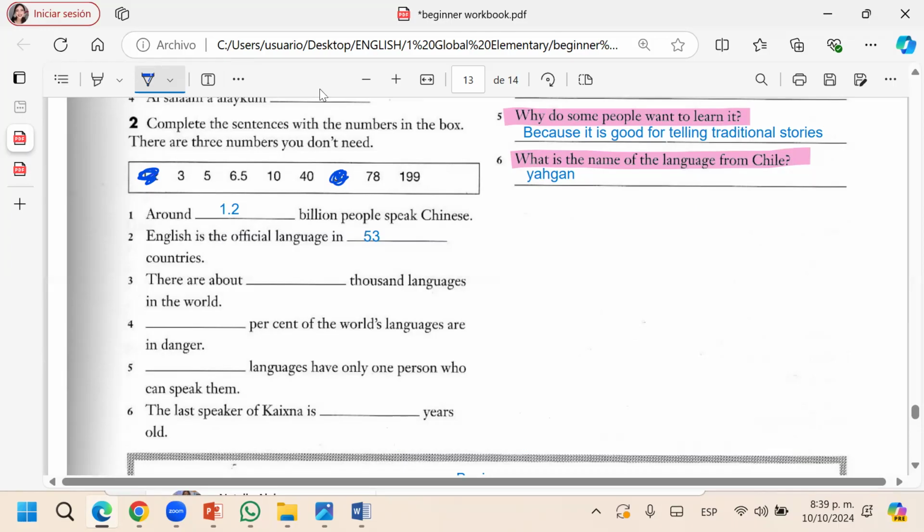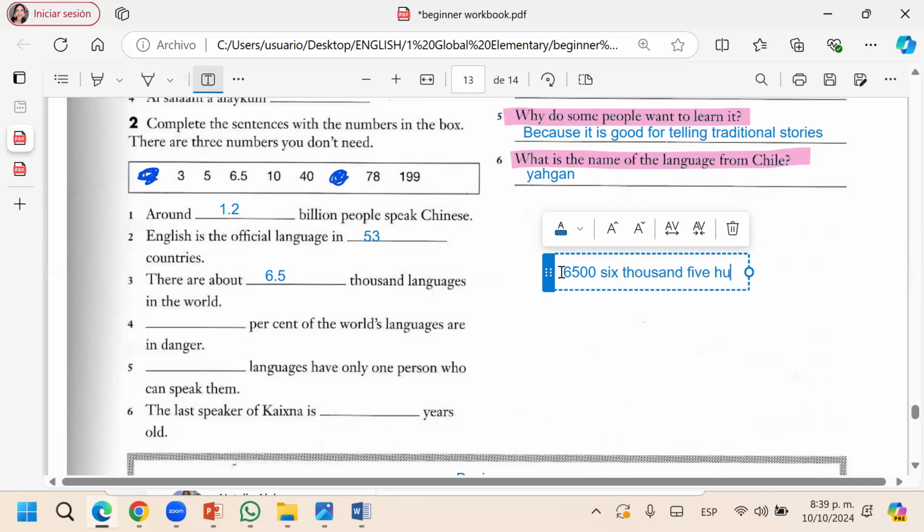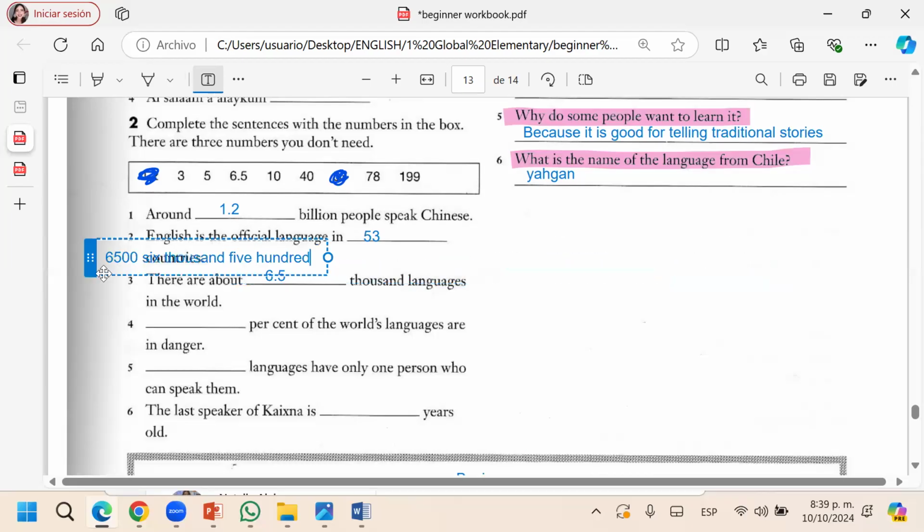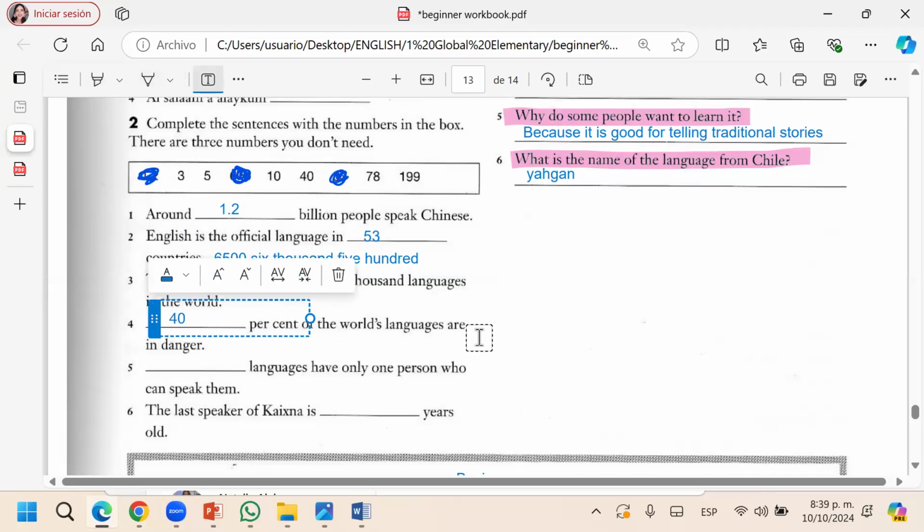How many languages are there in the world? Tell me. 6,500. Yes. 6.5 thousand languages in the world. 6.5 mil. So 6,500 is the same: 6,500 languages in the world or 6.5 thousand languages in the world. And what is the percentage of languages that is going to disappear? 40%. 40% is going to disappear.